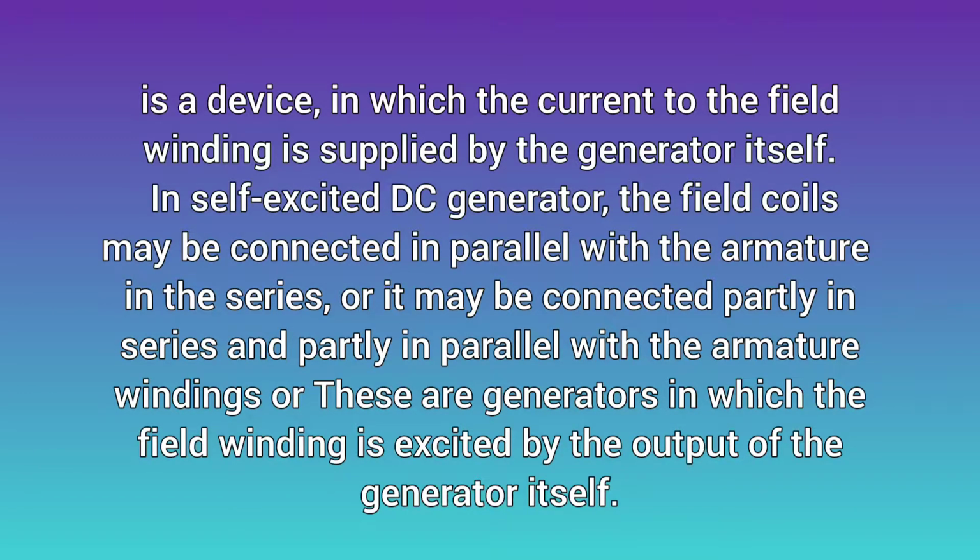In a self-excited DC generator, the field coils may be connected in parallel with the armature, in series, or partly in series and partly in parallel with the armature windings. These are generators in which the field winding is excited by the output of the generator itself.